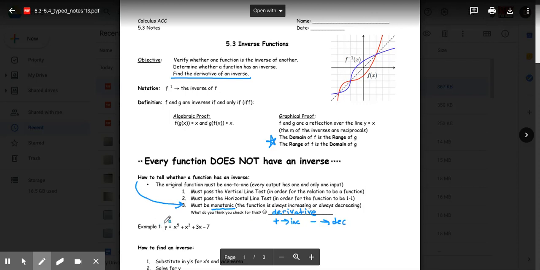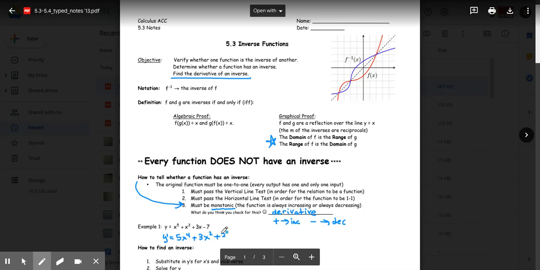So with example 1, we want to know if this function has an inverse. We don't have a calculator to graph it to see if it's always increasing or always decreasing. So we're going to take the derivative. So the derivative would be 5x to the fourth plus 3x squared plus 3.